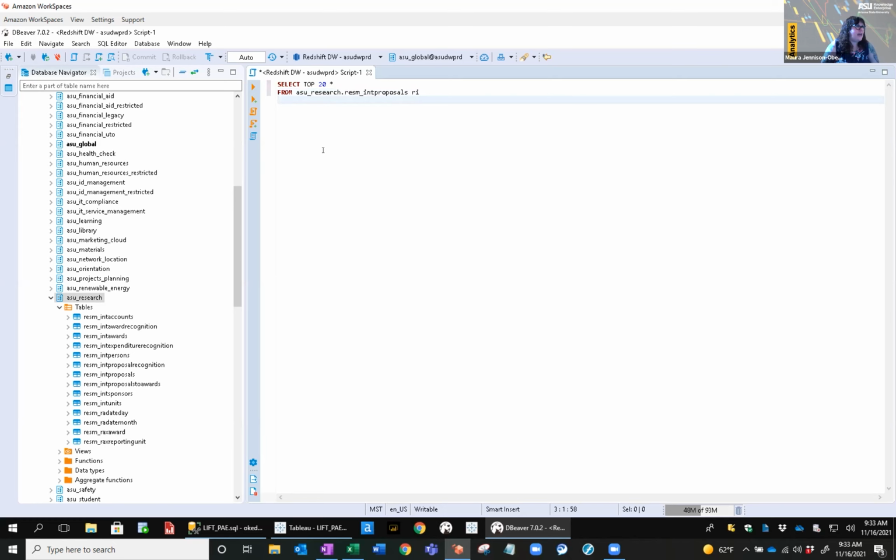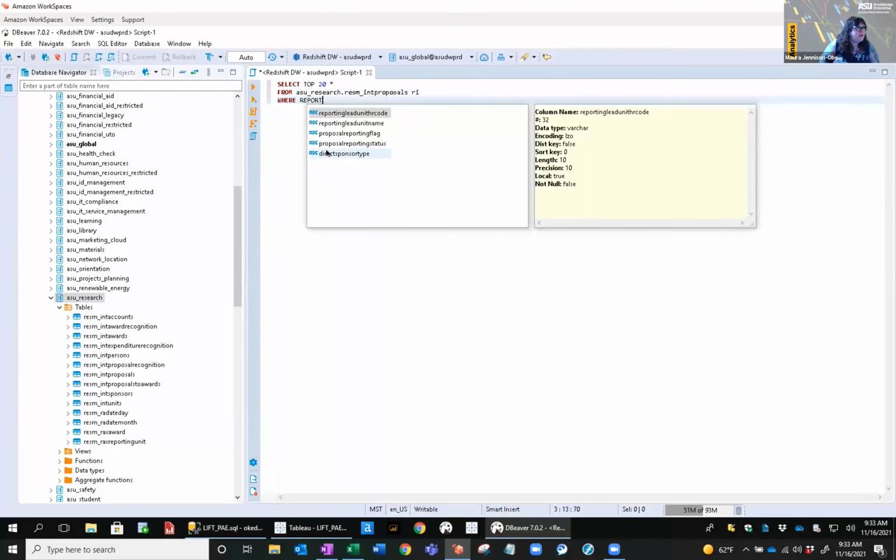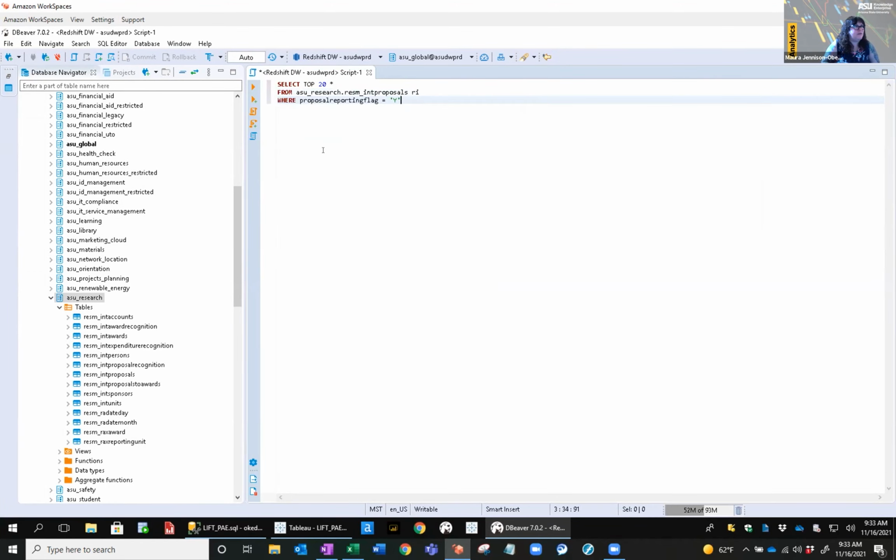And then I'm going to say where proposal reporting flag equals Y. The reason we do that is because there is some pre-proposal information that you don't use in formal reporting. There also might be some voided information. So just always make sure that you're using proposal reporting flag, yes.